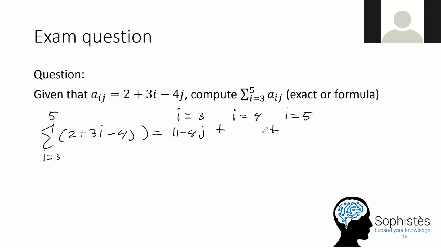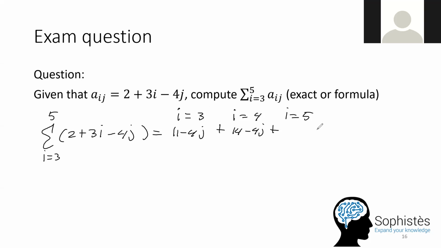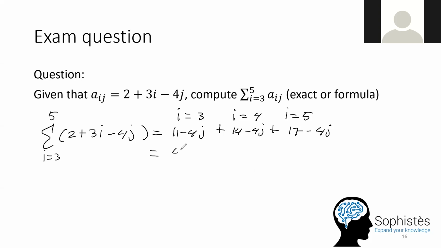Okay. And then here you get 14 minus 4j. And 17 minus 4j. Now we take it together. 11 plus 14 plus 17 is 42, I think. 42. And then minus 4j minus 4j minus 4j is minus 12j. Very good.